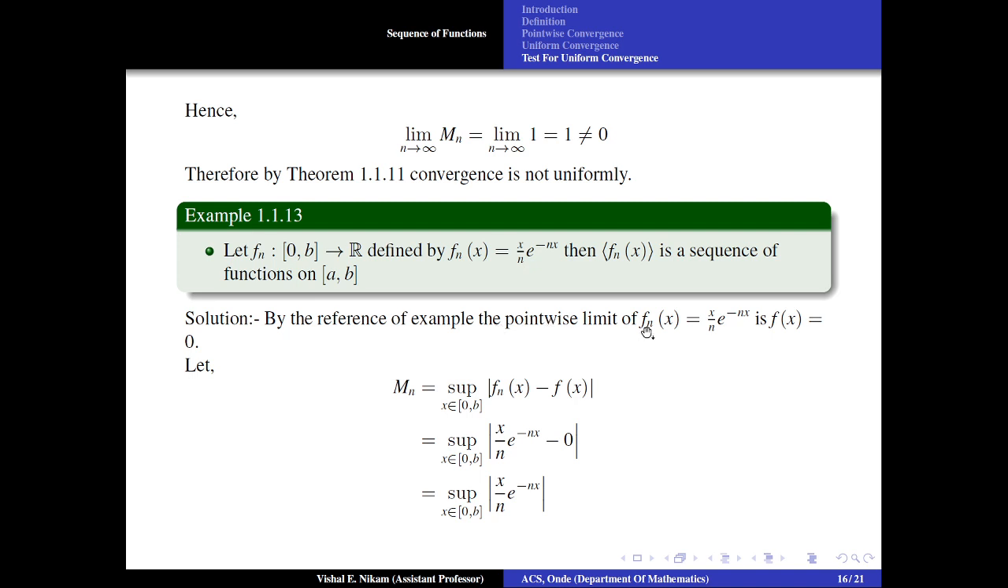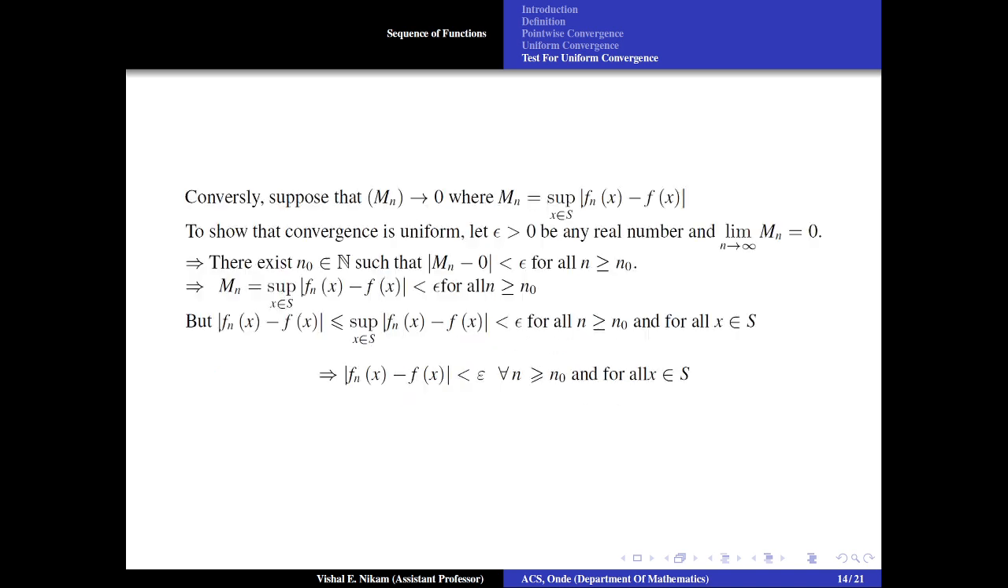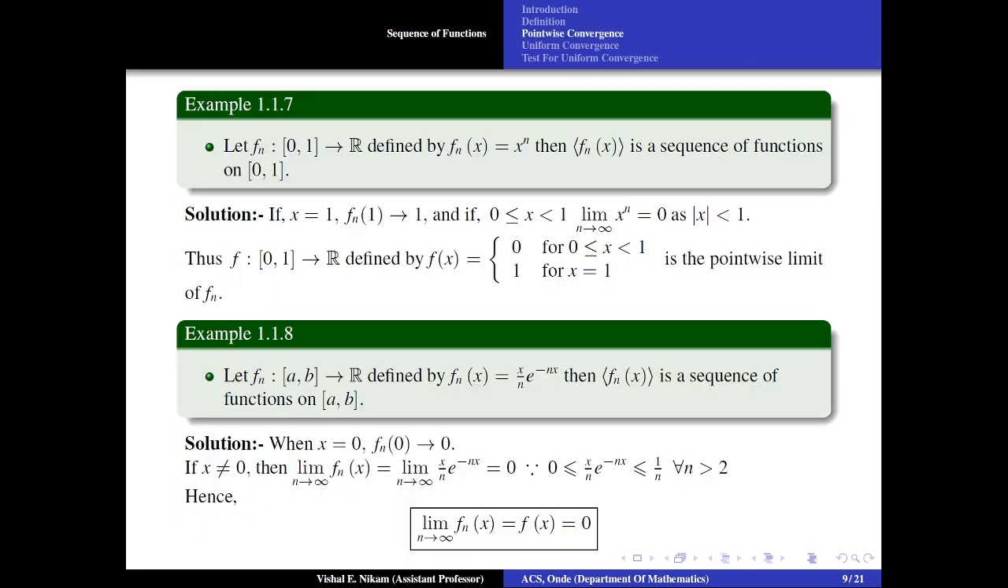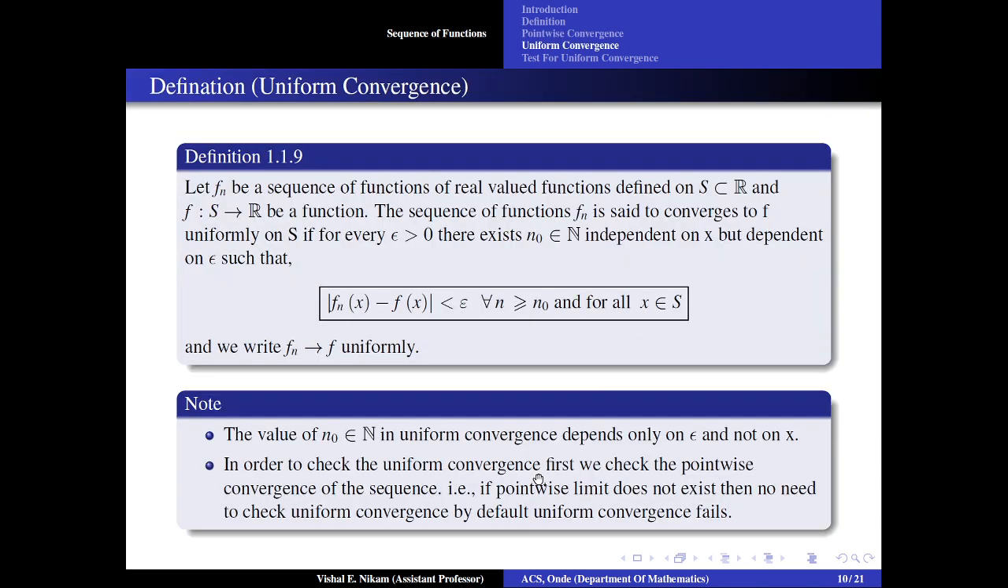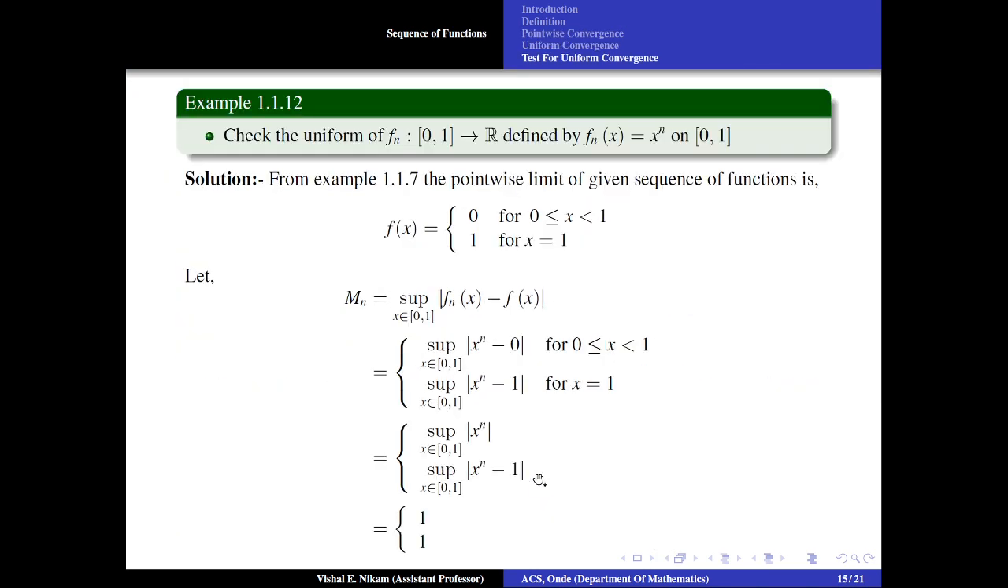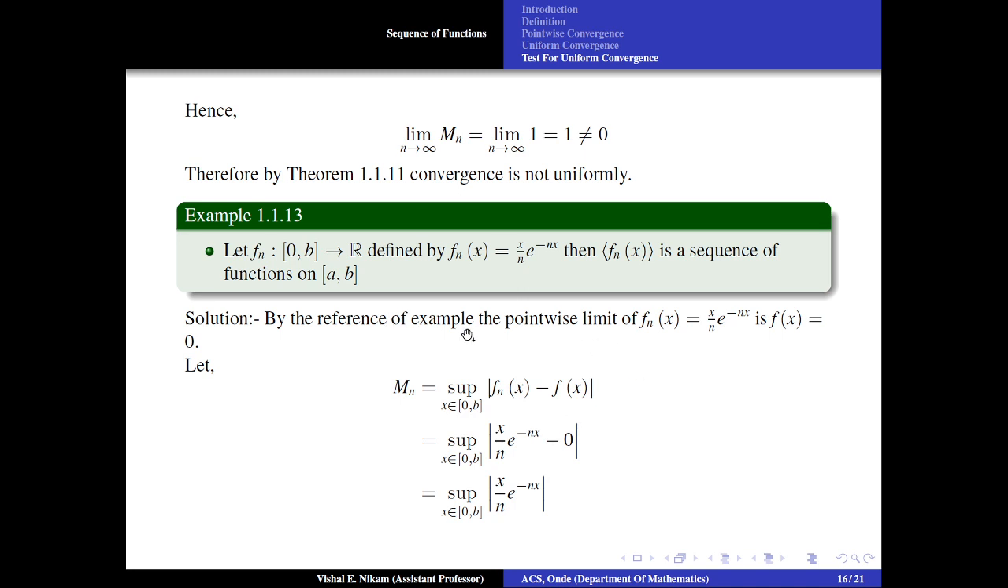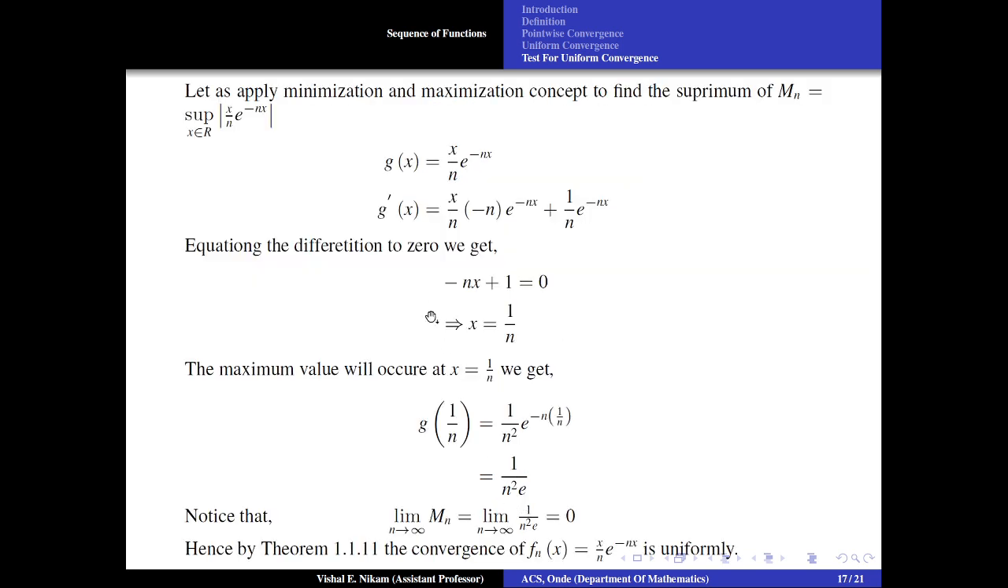Now by the reference of this example, I think 1.1.8, yes, with the reference of this example, the pointwise limit of this sequence of functions is 0. Now let us evaluate the sequence Mn: the supremum of x by n into e to the power minus nx minus 0, that is x by n into e to the power minus nx. Let us apply the minimization and maximization concept to find the supremum of this sequence.